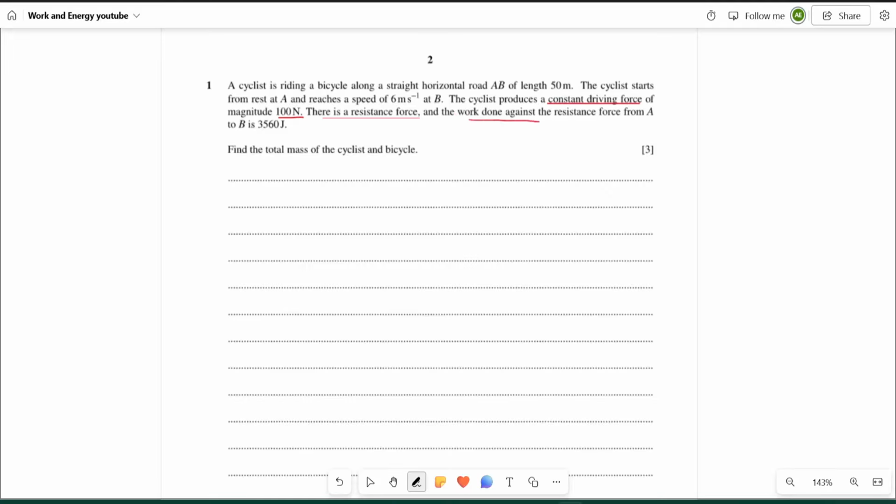And the work done against this resistance force, so the work out due to this resistive force, is 3560. Find the total mass. So let's write our work energy principle equation: change in kinetic energy plus change in gravitational potential energy. Okay, work in is going to be the driving force, which is 100, multiplied by the distance it moved.